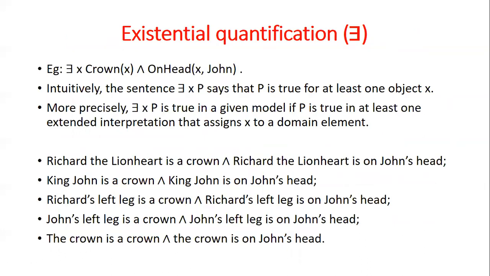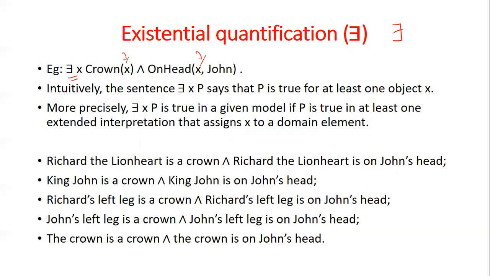Next, we'll be discussing existential quantification. Here is an example, and this is the symbol which we use for existential quantification. There exists x such that x is a crown and x is on the head of John.